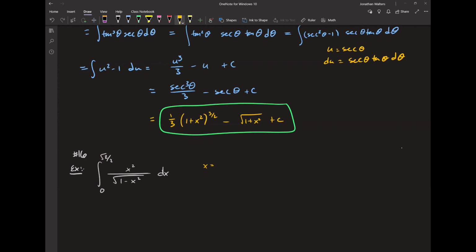x equals what? It's all based on the form of the radical. Under the radical, I have 1 minus a variable squared. So I'm going to let x equal sine theta. That's right. x equals 1 times sine theta because the number squared is 1 squared. So 1 sine theta, dx equals cosine theta d theta.